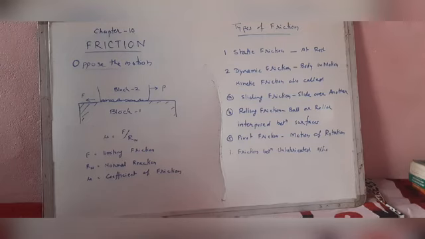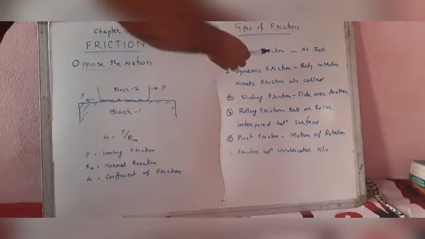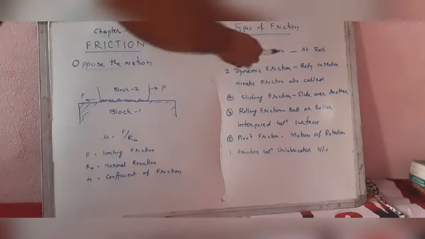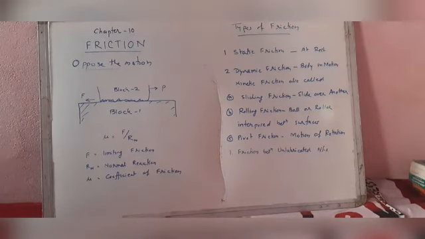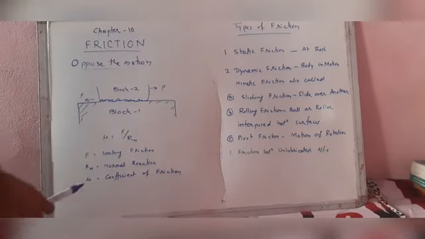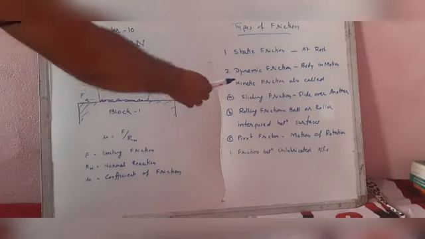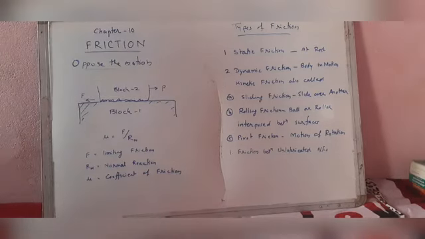Next are the types of friction. The first is static friction. This friction occurs when the body is at rest. Then next is dynamic friction. When the body is in motion, the friction experienced by the body is called dynamic friction. This is also called kinematic friction.